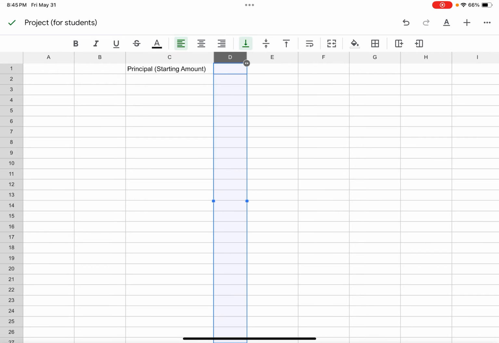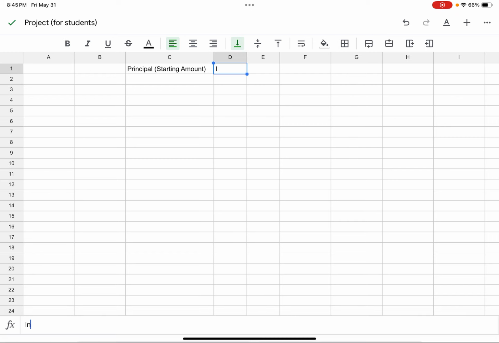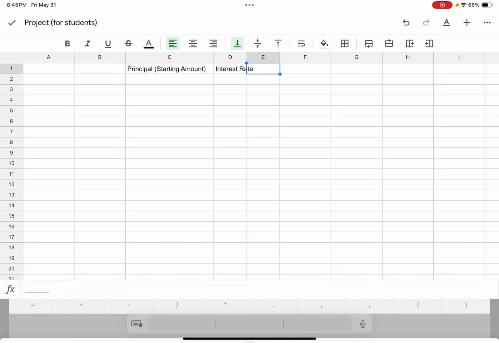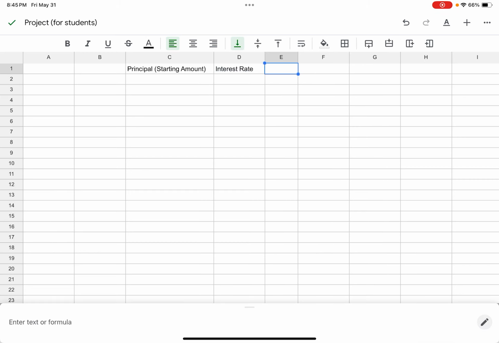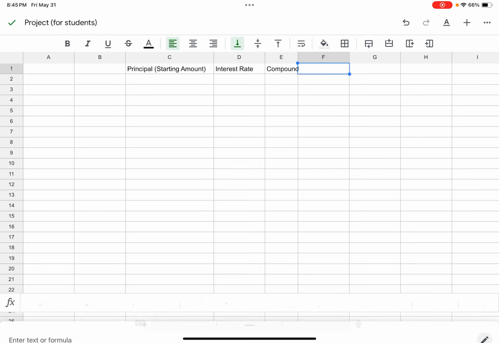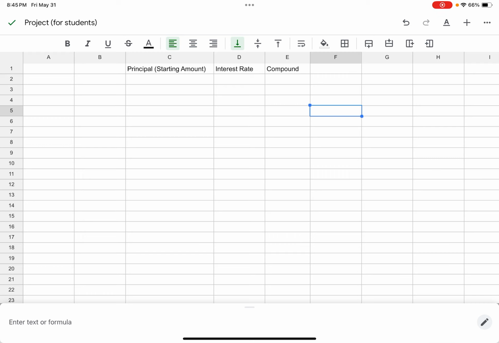Next, I'm going to go into column D. I'm going to type in interest rate. Again, I'm going to do the same thing. Tap D, slide it over. Okay. And then in column E, I'm going to write compound. And that's that n variable in our formula. Principal, starting amount, interest rate, that's my R, n is compound.